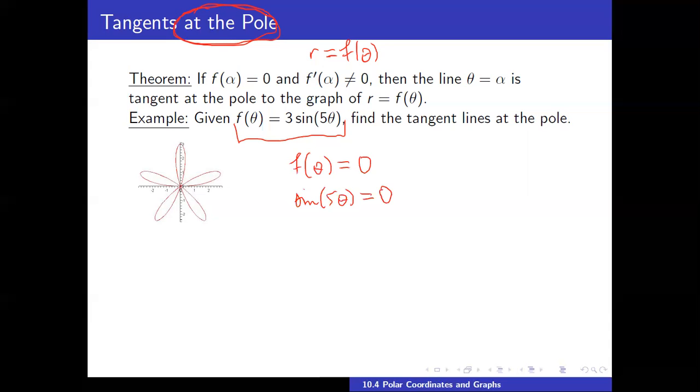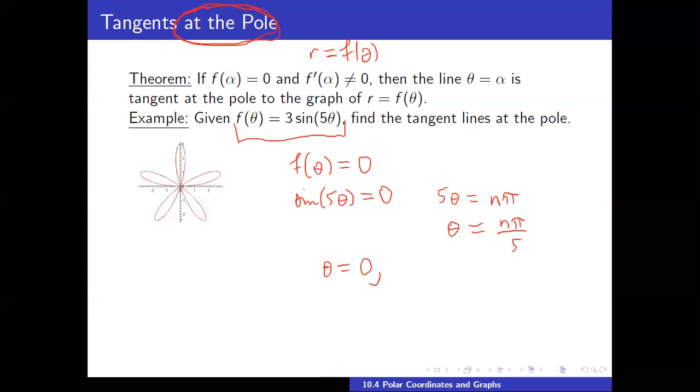Where is the sine function equal to 0? Yeah, so that would mean that 5 theta would have to be equal to any integer multiple of pi. Any integer multiple of pi would do the job. So that means that theta would have to be equal to what? Yeah, any integer multiple of pi over 5. Does that make sense? So where does that happen? You could take n equal to 0. So if n is 0, you would get 0.